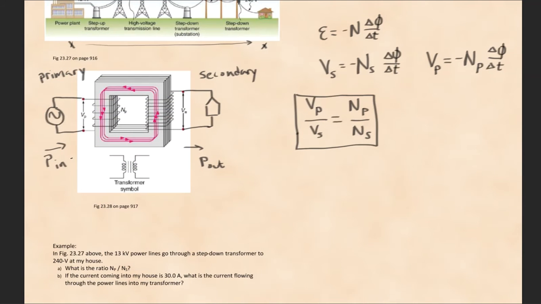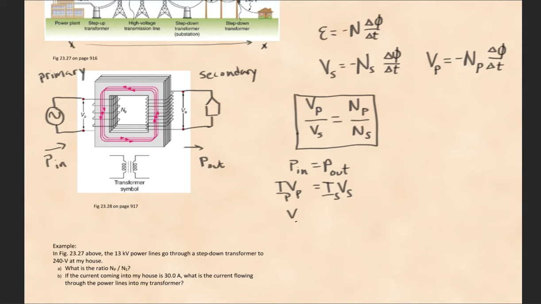For most transformers, the power in is very close to the power out. There's very little loss here. So I can write power in equals power out. And remember, power is current times voltage. So the power coming in is the primary side: current in the primary side times voltage in the primary side equals the power coming out, that's the current in the secondary side times the voltage in the secondary side.